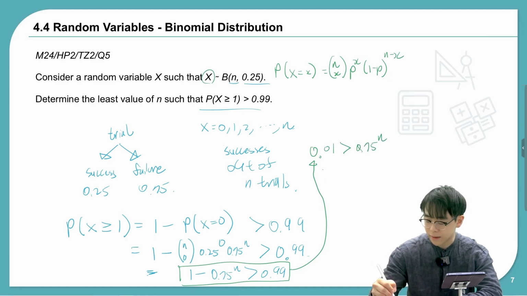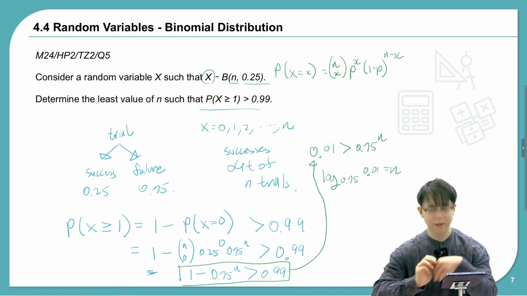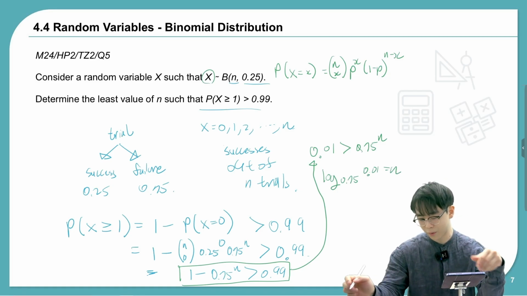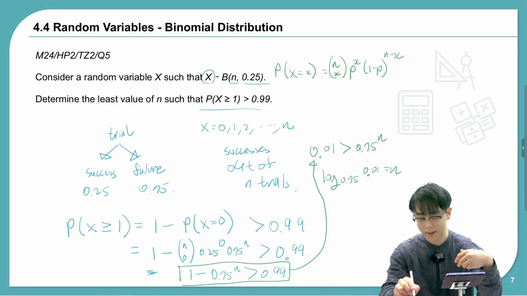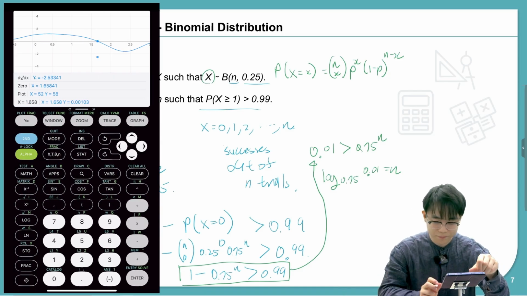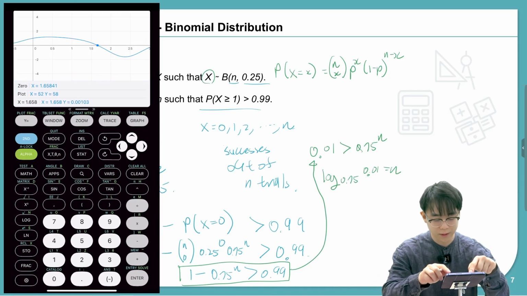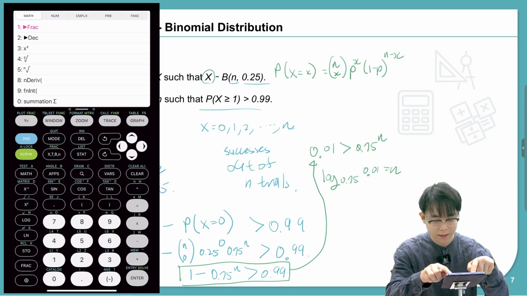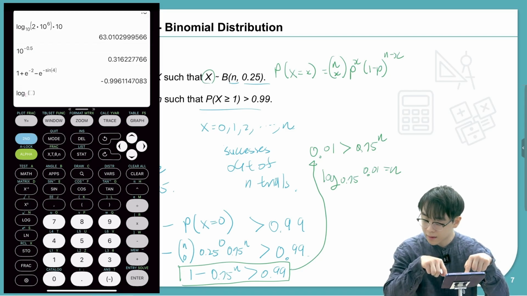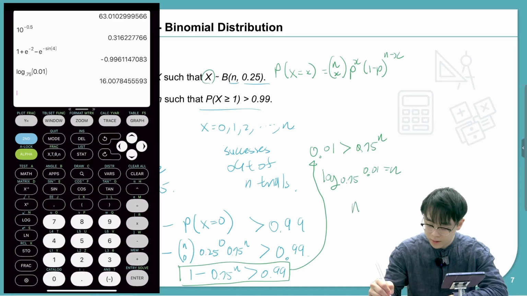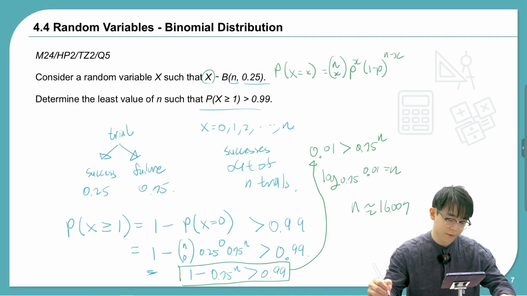So what I would do is just do log base 0.75 of 0.01 is equal to n. So if I solve for n, I would know some decimal value, and I would need 1 greater than that, right? So I would have to round up from there. So what you could do is go to math, log base 0.75 and 0.01. So n turns out to be around 16.007, but it's not good enough that it's equal.